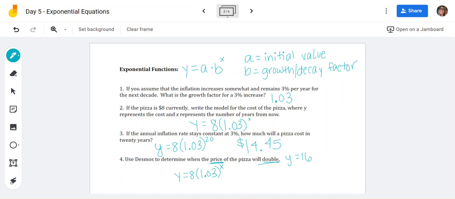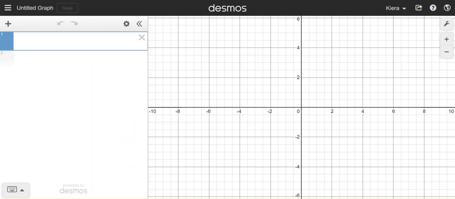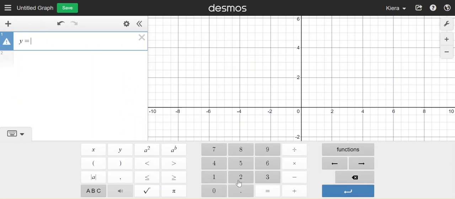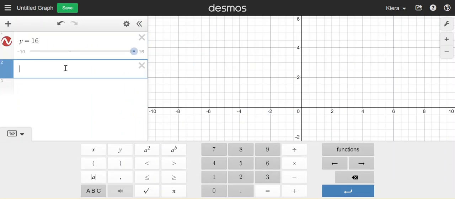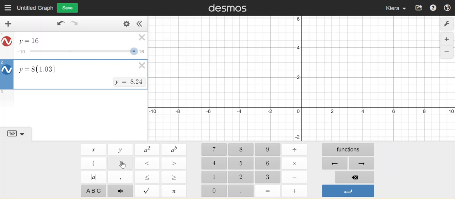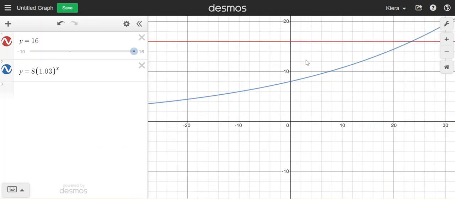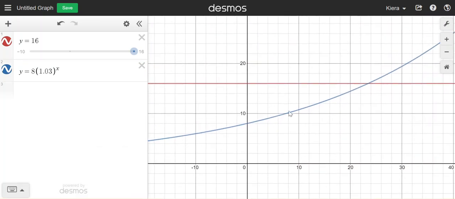Now this can also be solved using logarithms, but that's not something we learn in this class, so we're going to solve it by graphing. So in Desmos, I'm going to put in y equals 16, and then I'm also going to put in y equals 8 times 1.03 to the x power. Now you can kind of see the graph up here a little bit. I'm going to zoom out till I see both of my graphs.